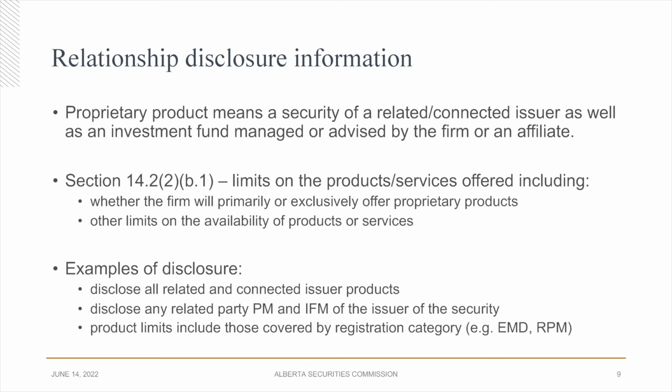With respect to limits on the availability of products or services offered, this would include limits by registration category. For example, exempt products only for exempt market dealers and restricted investments for restricted portfolio managers, such as mortgage products and oil and gas investments. In order to provide transparency and set client expectations, the firm must disclose whether non-proprietary products will be offered through the firm.